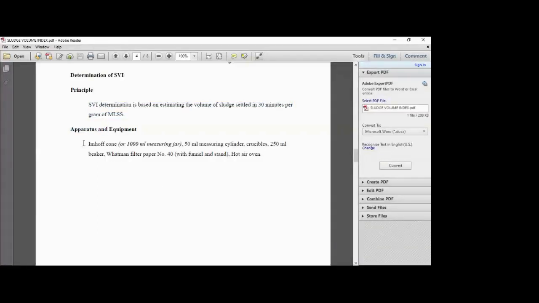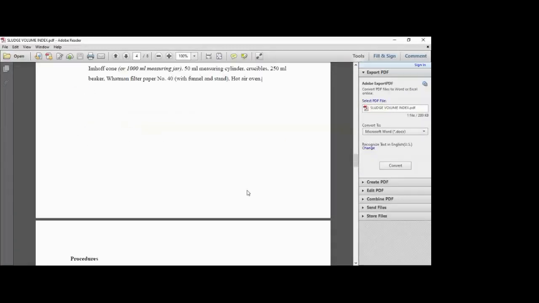For that, what we require is an Imhoff cone. If the Imhoff cone is not there, you can have a 1000 ml measuring jar as well. We require a 50 ml measuring cylinder, crucibles, 250 ml Whatman filter paper number 40 with funnel and a tripod stand, and, very importantly, the hot air oven.